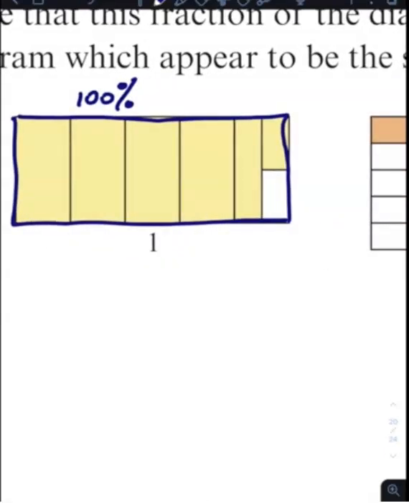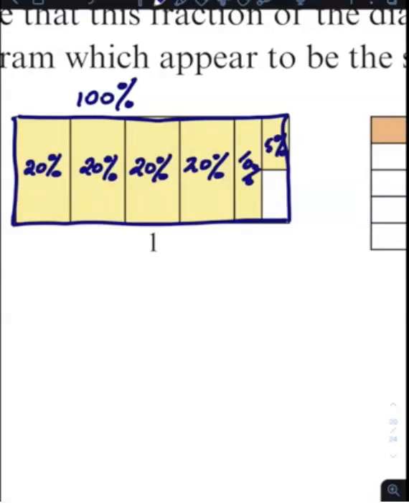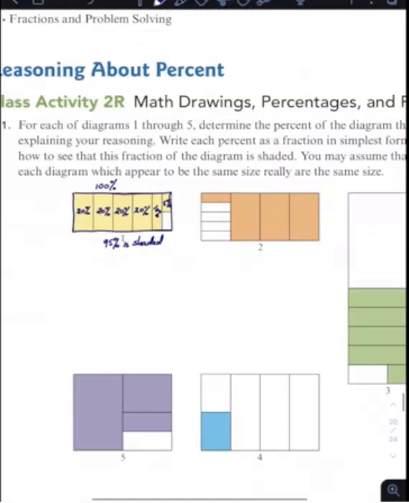Well, it looks like the region was cut into 5 parts, right? So if there are 5 parts, then this should be 20%, and 20%, and 20%, and 20%. The last of the 20% is actually cut in half, so this looks like 10%. And then of that remaining 10%, only half of it is shaded. So if we add all of this up, the total is going to be 95% shaded.